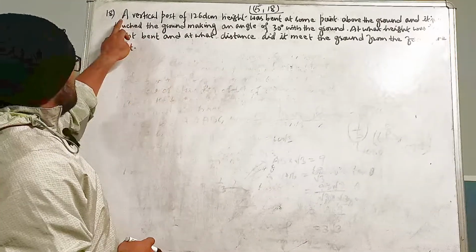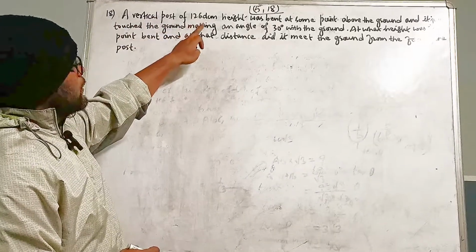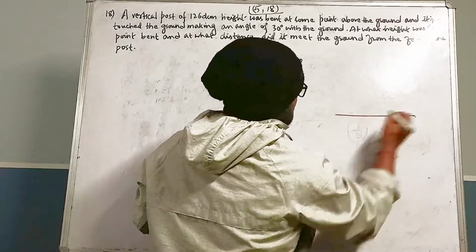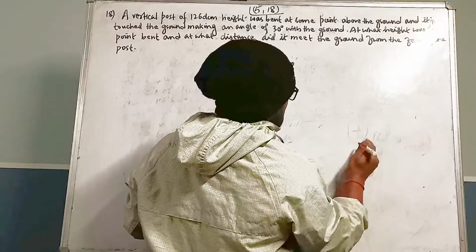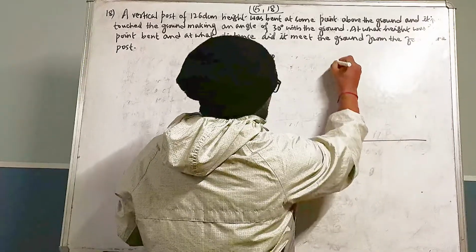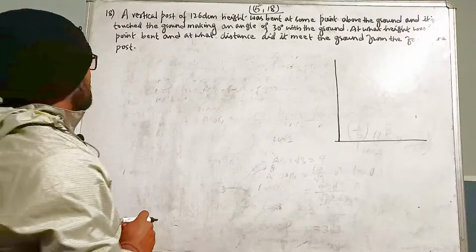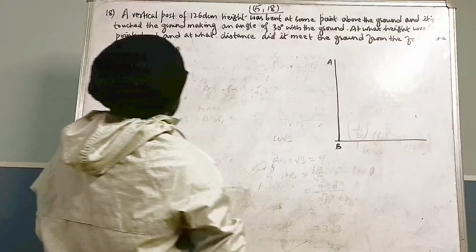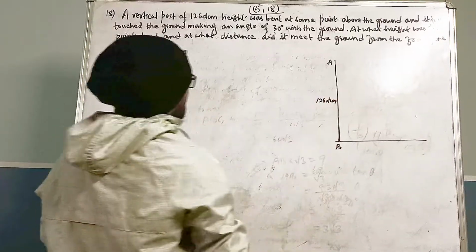Just try to understand the question. A vertical post of 126 decimeter height. Here's the ground. You make one vertical post. So the vertical post is here. Vertical post, not a horizontal. So AB is our vertical post, which is 126 decimeter.